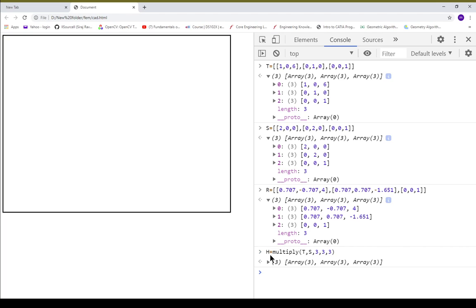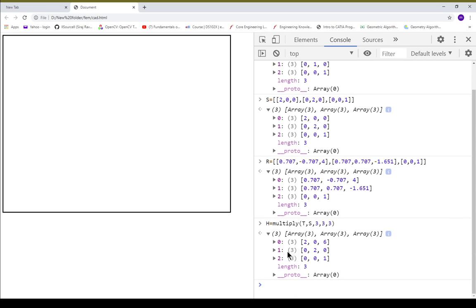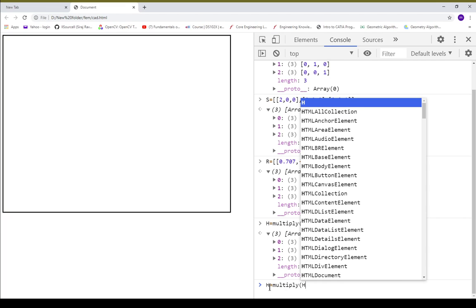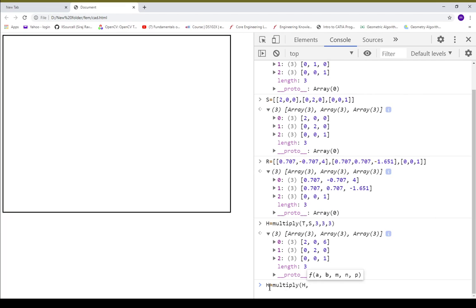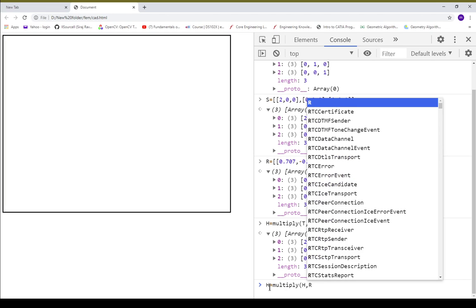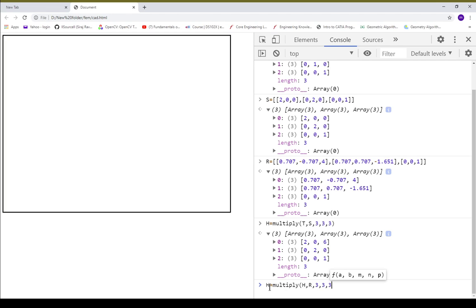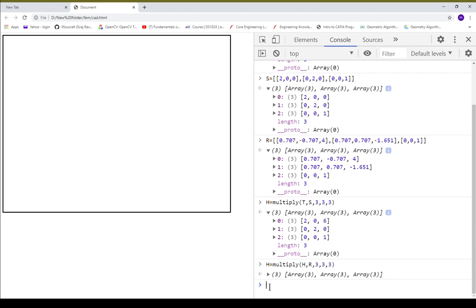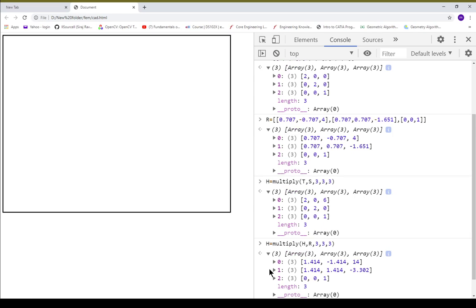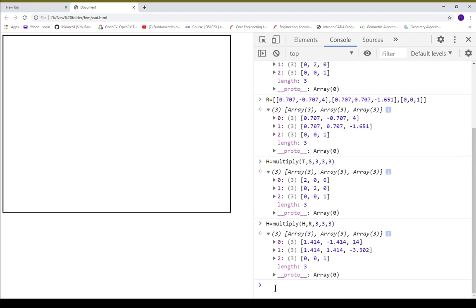So I got an H, okay, which is now multiplied in this way, and again new H equal to multiply. So the same variable I am using. Now H with what I want to multiply, R. Okay, so last is R, 3 comma 3 comma 3. So if I do that, I get this my predicted H matrix.